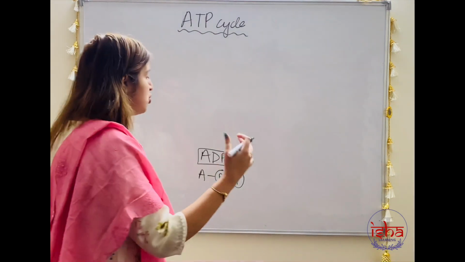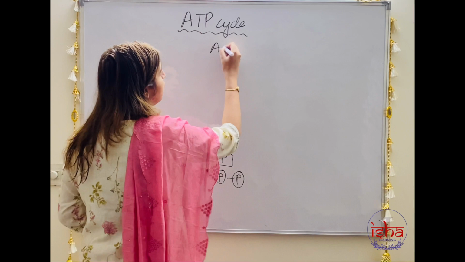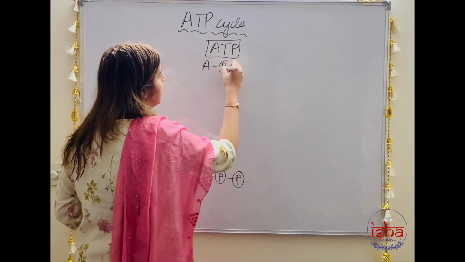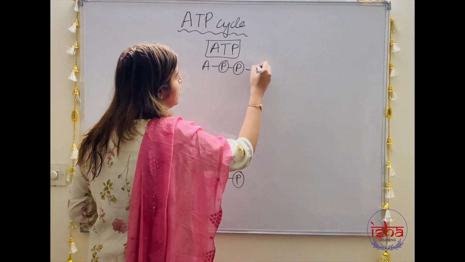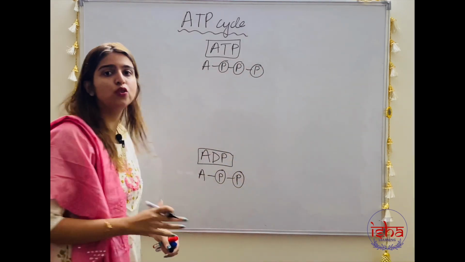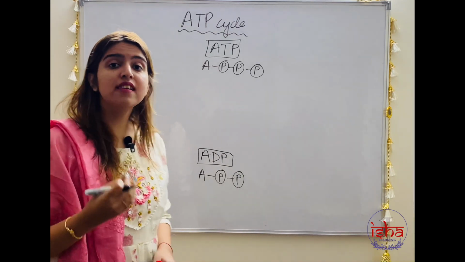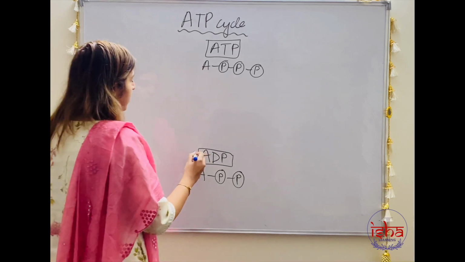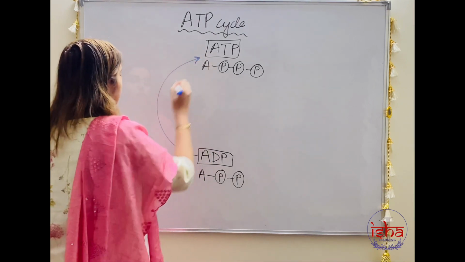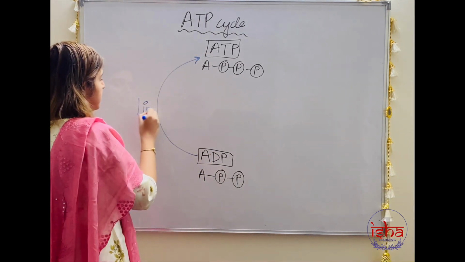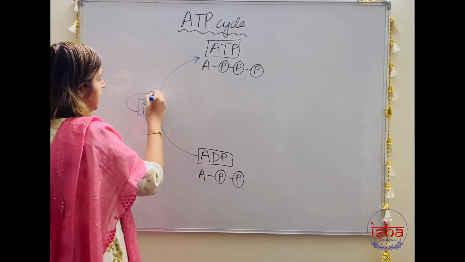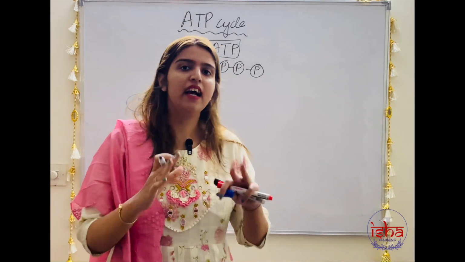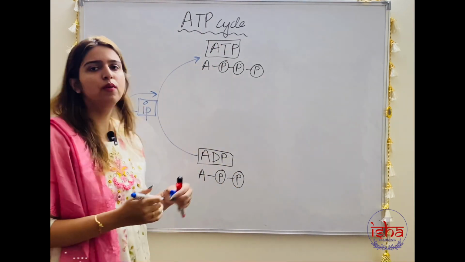Now if I have to change it to the ATP form, that is the adenosine triphosphate form, it is clear that I need to add another phosphate group to this. Now where is this phosphate group going to come from? This phosphate group comes from an inorganic phosphate that is present in the cell. So the ADP along with the inorganic phosphate, they add and together form the ATP molecule.